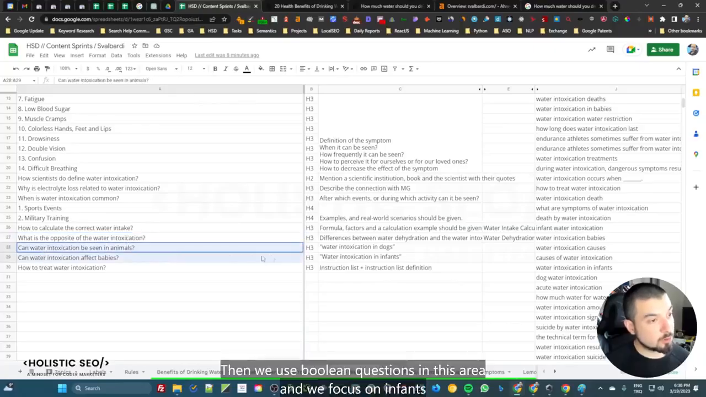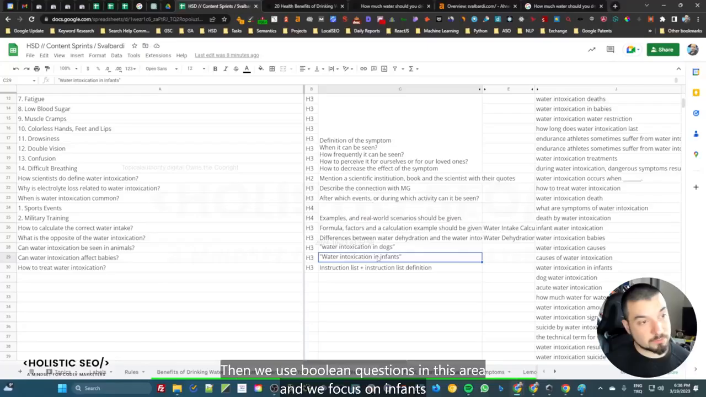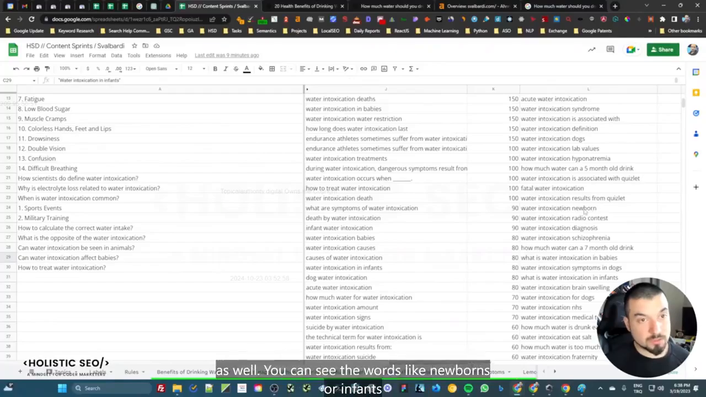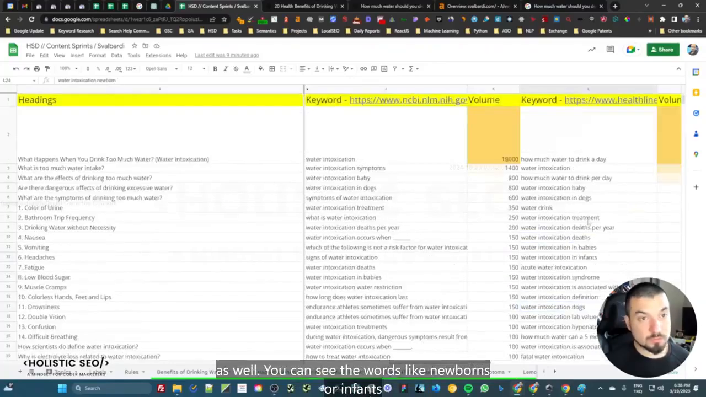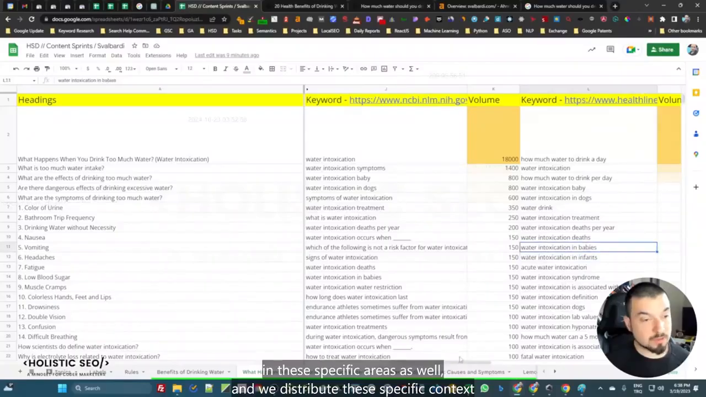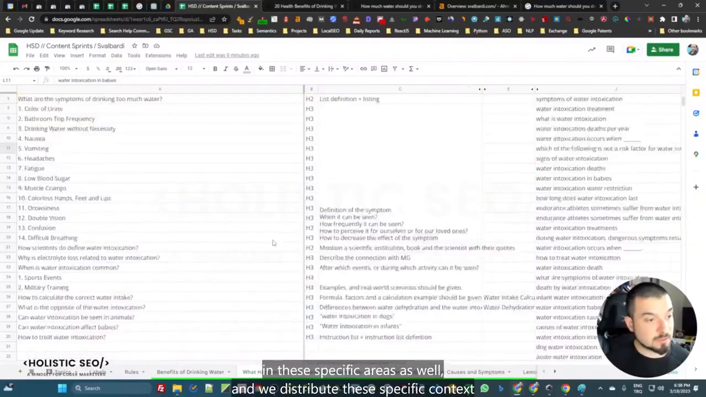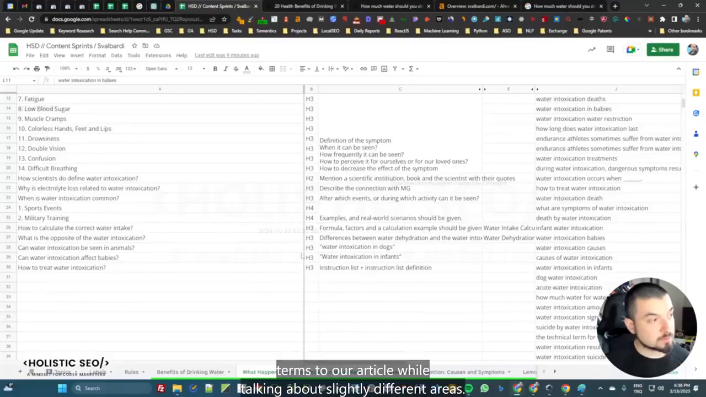Then we use Boolean questions in this area, and we focus on infants and dogs, which appear in these areas or in these query networks as well. You can see words like newborns or infants in these specific areas as well. And we distribute these specific context terms to our article while talking about slightly different areas.